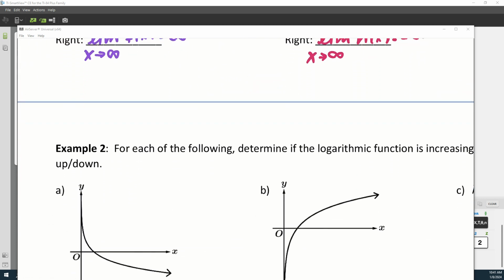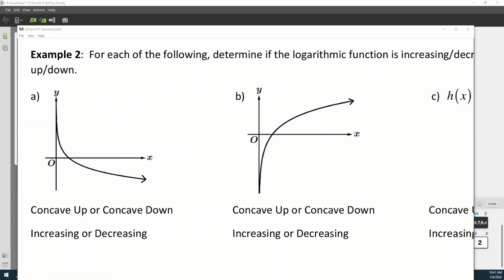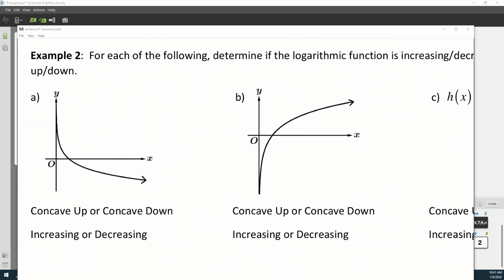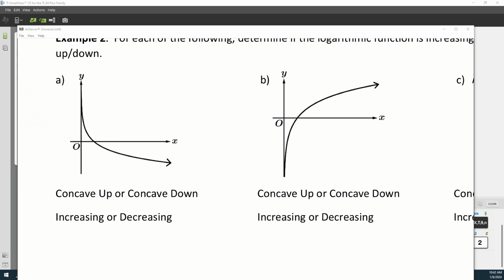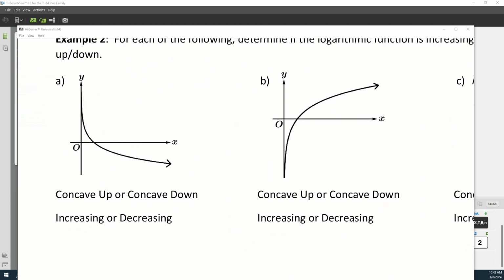Okay, so on example 2, we have some graphs, and then one of them, the last one, we just have the equation, and we're going to tell concavity and if the function is increasing or decreasing. So on A, would you guys say that's concave up or concave down? Yeah, it kind of looks like a smile. Half of a smile is going to be concave up.